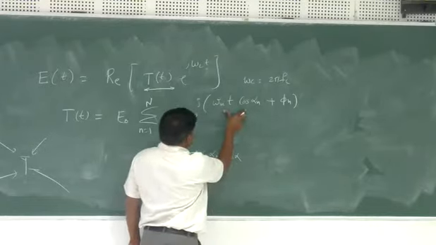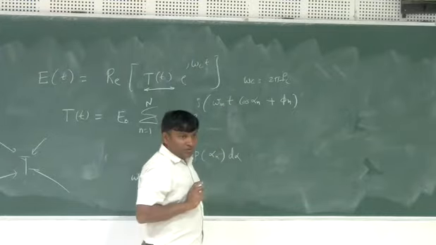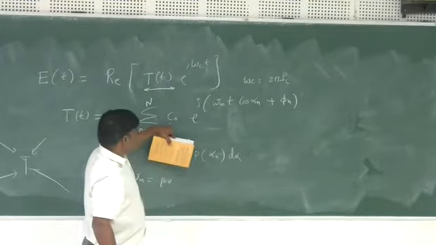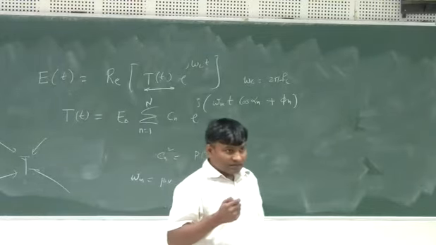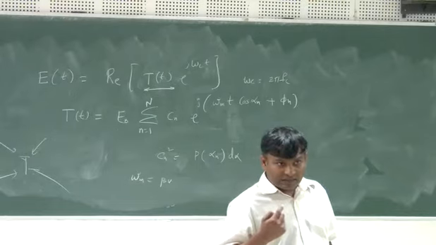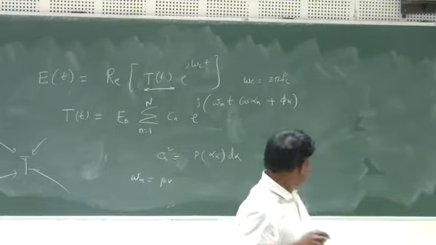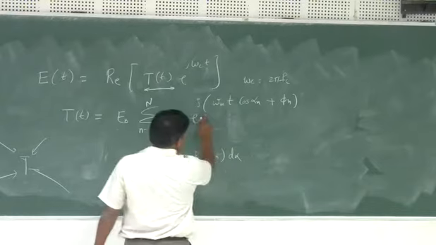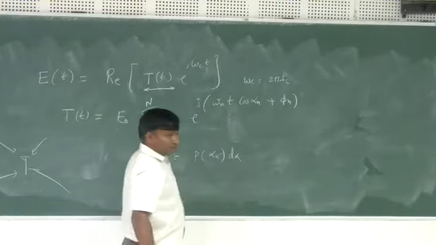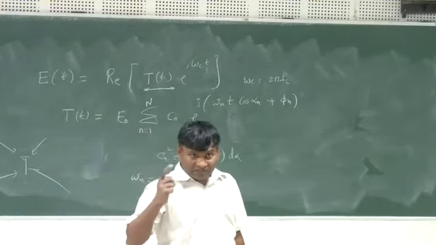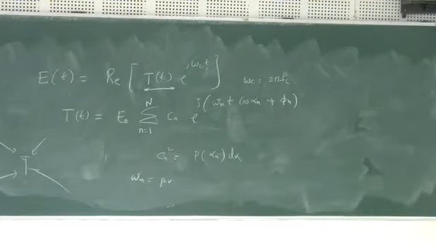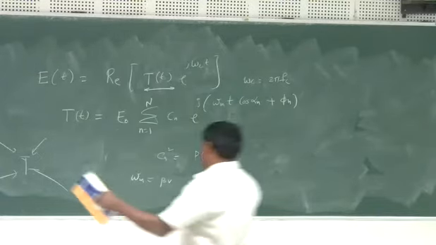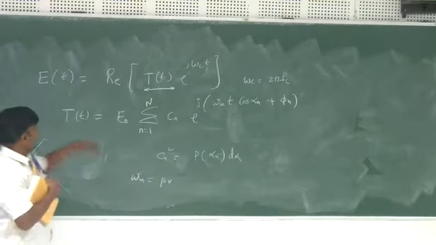So if omega m is 0, then it is very similar to what we had before. We had a sum of Cn times e raised to j phi n. Remember the derivation? We had this derivation where we took the sum of several rays, each with an amplitude Cn and a phase.